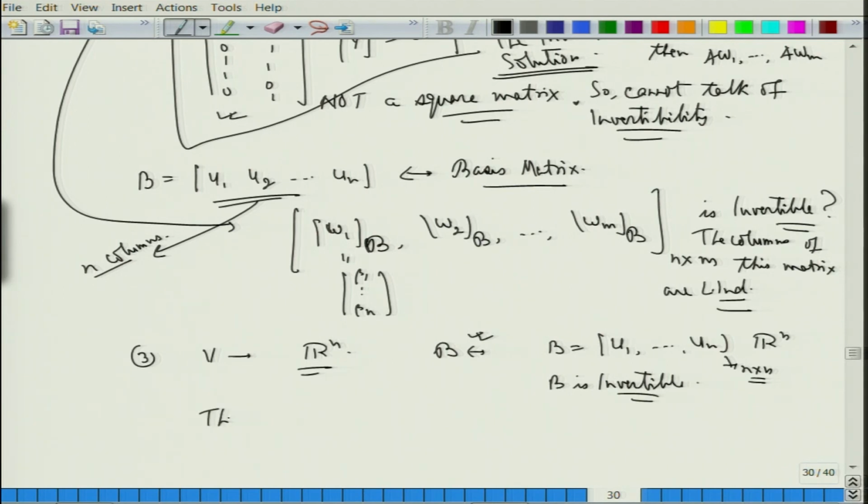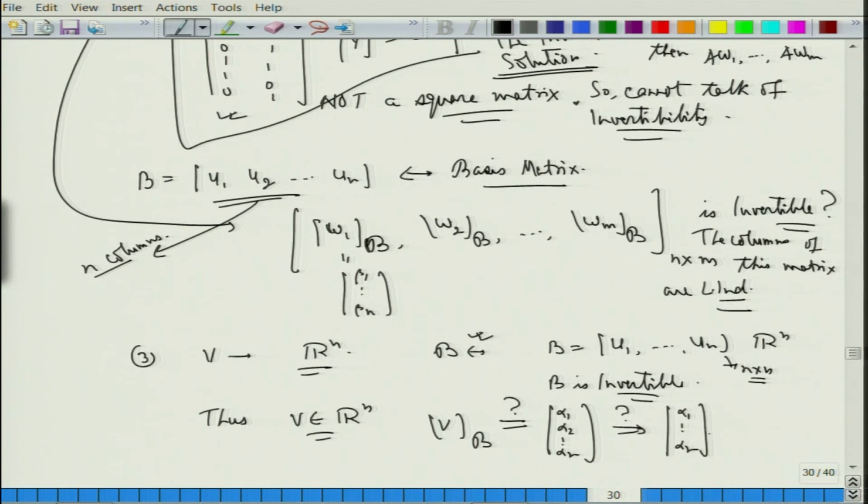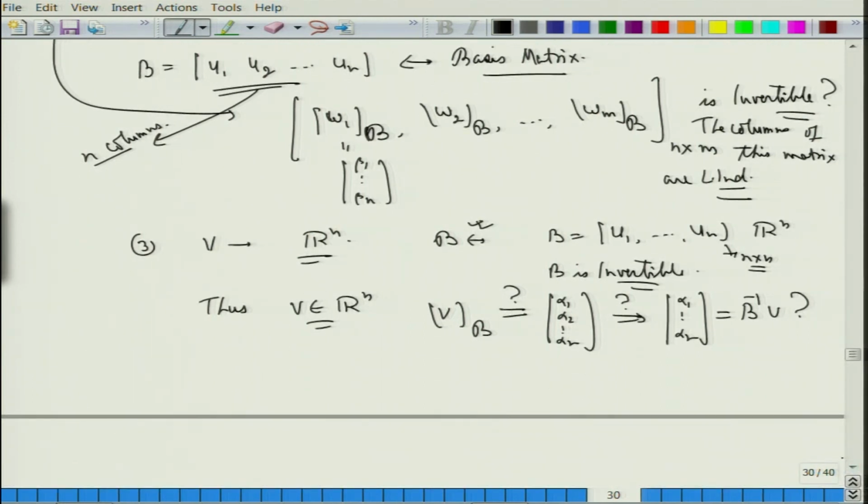Thus, if I want to write any V belonging to Rn, I want to write V with respect to B, and if I am writing this as alpha 1, alpha 2, alpha n, then can I say, will that imply that alpha 1 to alpha n is equal to B inverse V? That is the question that I am asking. Will that be equal?